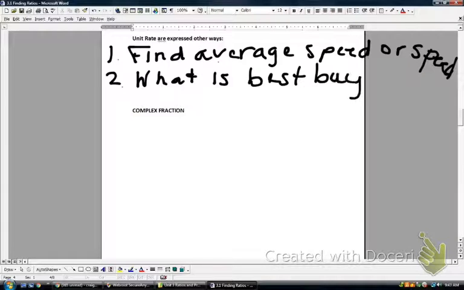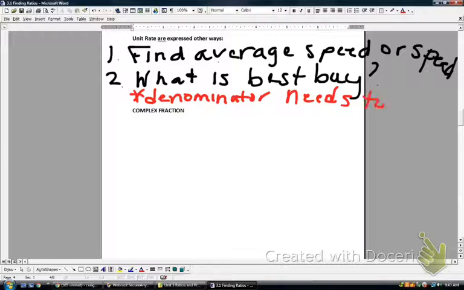And this part right here is just kind of a hint for you when you do your homework, because you will see some problems like that where it says find the average speed or find the speed, what is the best buy, and they're really just asking you to find the unit rate. So when it asks for any of those things, the denominator needs to be 1. And I would make myself a note like I'm doing here. When it's a unit rate, average speed, best buy, denominator needs to be 1. And if you can remember that, that will make some of your homework problems easier.